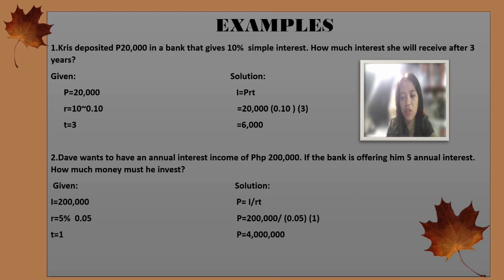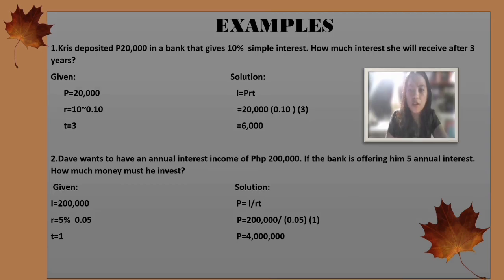In the solution, since simple interest is unknown, the formula that we are going to use is I equals principal times rate times time. So, 20,000 times 0.10 times 3 equals 6,000. So, the interest is 6,000 that Chris will receive after 3 years.